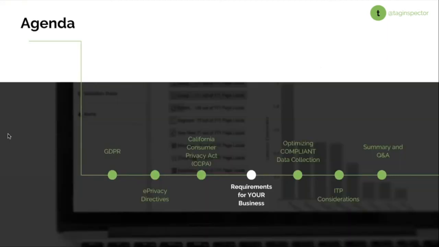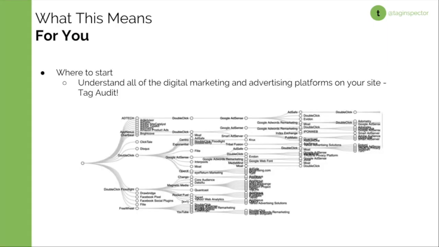So now that we have reviewed the requirements in the privacy environment today, what does this mean for your business? Number one, and where you need to start today if you haven't done so, is you have to understand what are the tags and what are the platforms that are loading on your website.